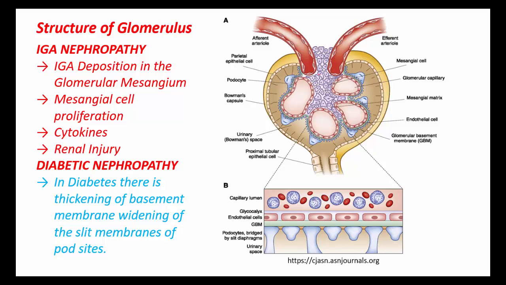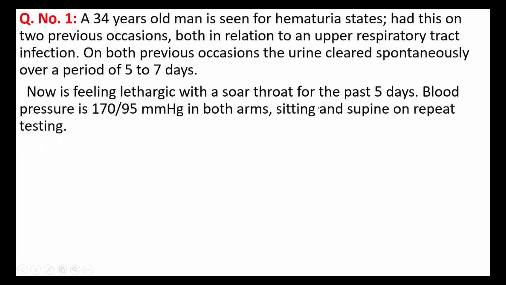So we see here the multiple choice question. A 34-year-old man is seen for hematuria. It states he had it on 2 previous occasions, both in relation to an upper respiratory tract infection. On both previous occasions, the urine cleared spontaneously over a period of 5 to 7 days. Now he is feeling lethargic with a sore throat for the past 5 days. Blood pressure is 170/95 in both arms, sitting and supine on repeat testing.